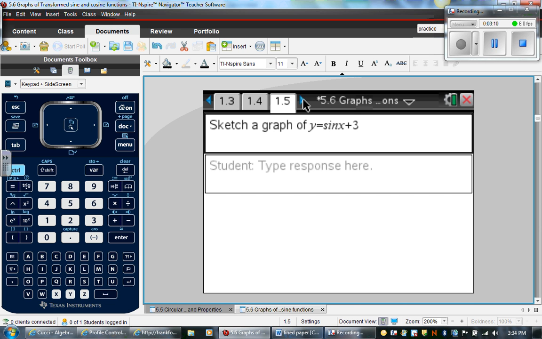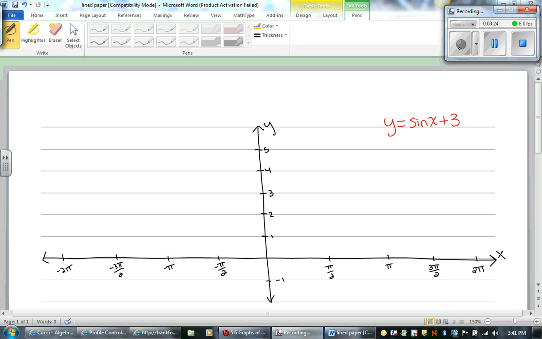All right, so what you're going to do now is sketch a graph of y equals sine x plus 3. Now, notice the only thing that's different here is we have that plus 3 on the end. Okay, so go ahead and take a piece of graph paper and we'll get started. Okay, so we have y equals sine x plus 3. So notice we have that plus 3 on the end. So I know my trig function is going to be shifted up 3.